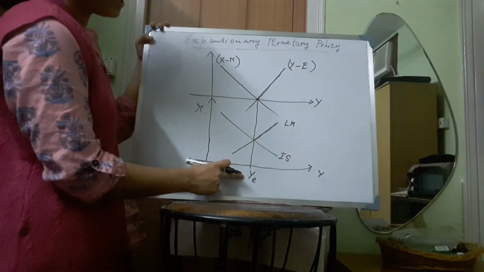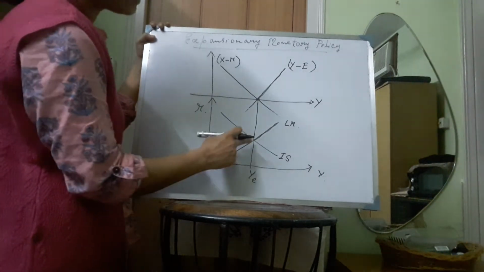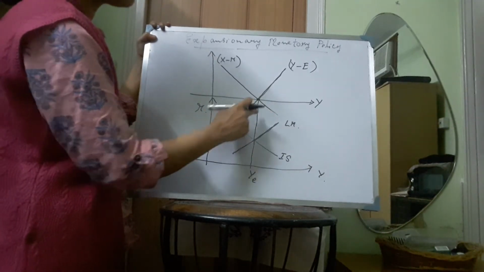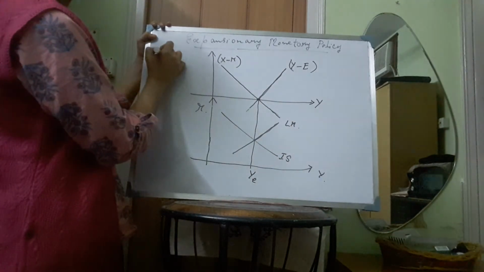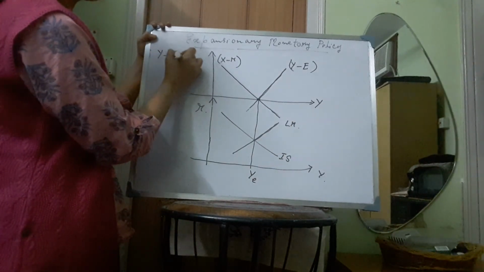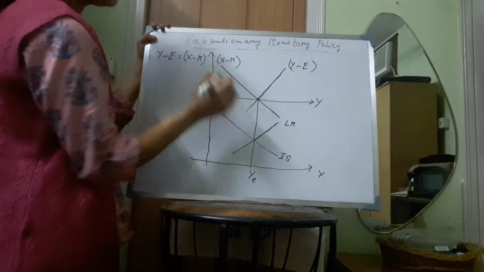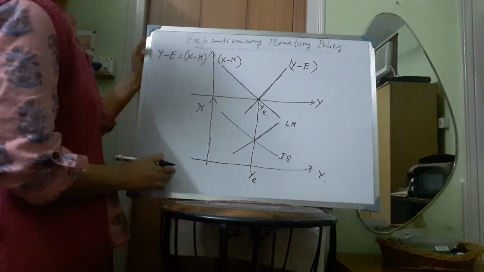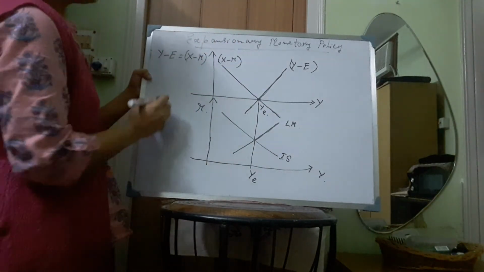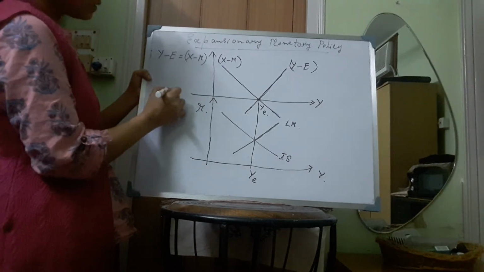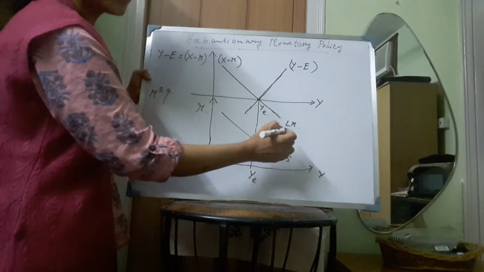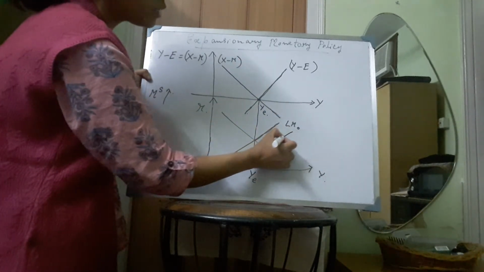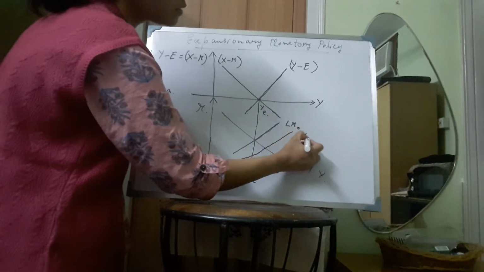Now when there is an equilibrium in the economy, that means we are considering the point of intersection between LM curve and IS curve, and at that point of intersection y minus e is equal to x minus m. So here also we are getting YE in the upper panel also. Now suppose there is an expansionary monetary policy. So if money supply increases, that means the LM curve shifts to the rightward direction. So this is the initial position of the LM curve, LM0. Now LM curve shifts to LM1.